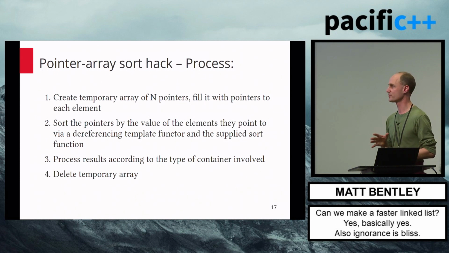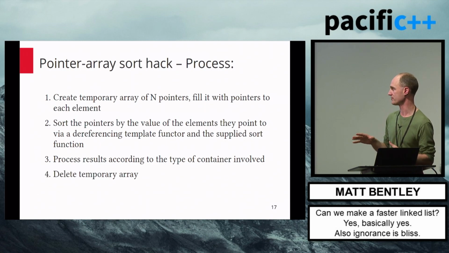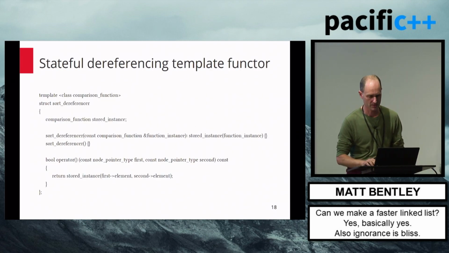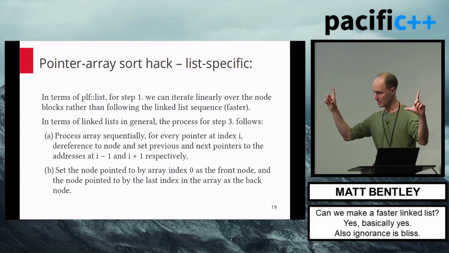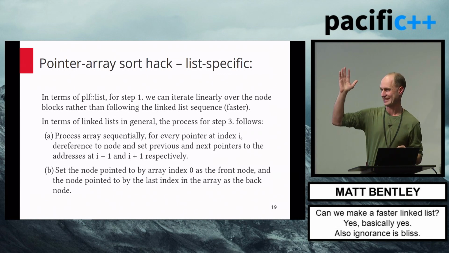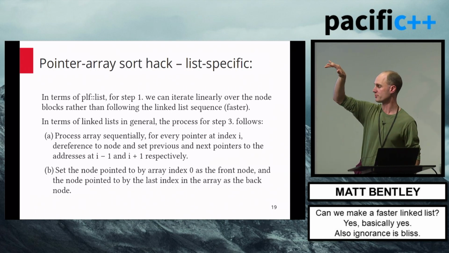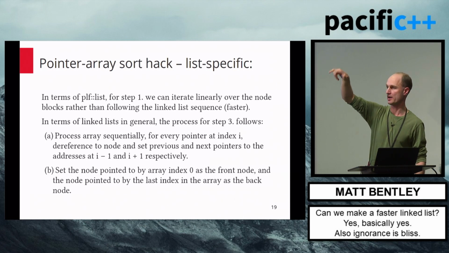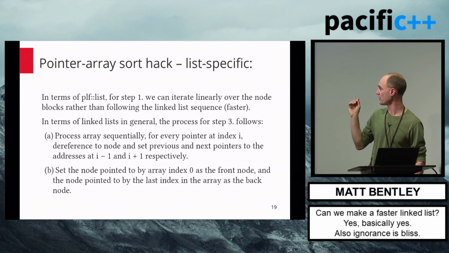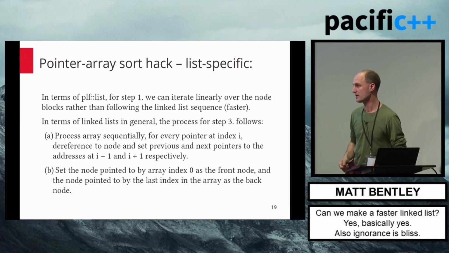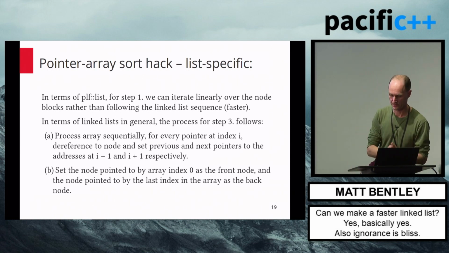So once you've sorted the pointers, you process the results, and this step varies based on the container involved, and then you delete the temporary array. In terms of that third process, basically we take that array of pointers, and for every pointer at index I, we dereference to the node and we set the previous and next pointers to the pointers in the pointer array at I-1 and I+1 specifically. And we just do that right across the array. And then we set the node pointed to by index 0 as front node, and the node pointed to by the last index as the back node, and then we're done.